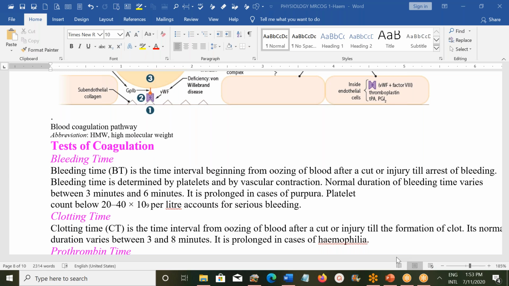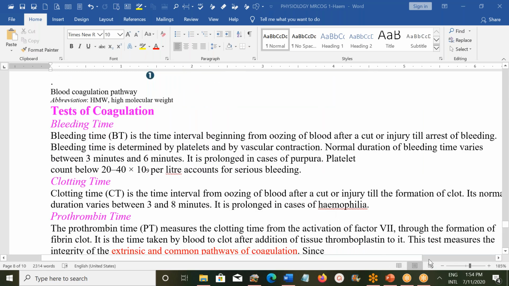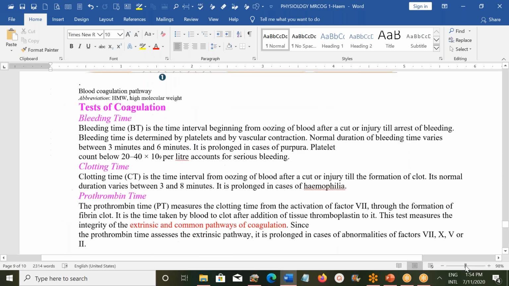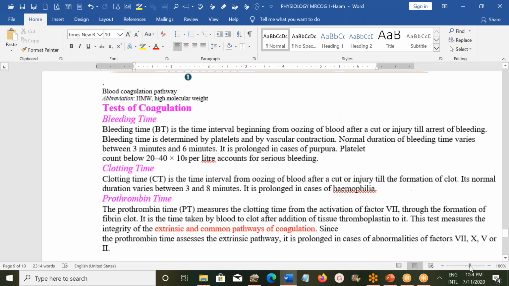Normal duration of bleeding time varies between 3 minutes and 6 minutes, and it will be prolonged in cases of purpura. If the platelet count is below 20 to 40,000 per microliter, it will cause serious bleeding because the bleeding time will increase a lot. So in purpura also the bleeding takes place due to deficiency of the platelets. The purpuras are the bleeding points like that.